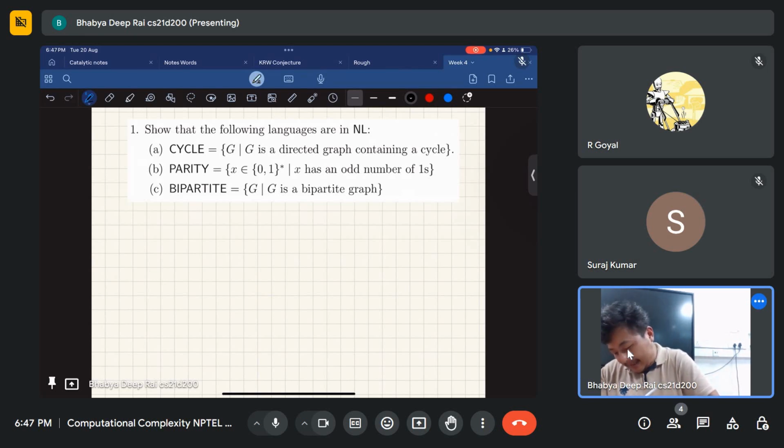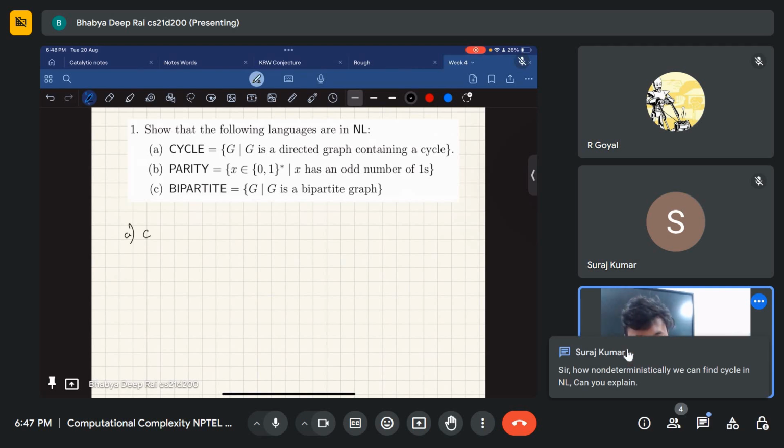Okay. So how can you non-deterministically find a cycle? Can you explain? Yeah, I'll explain that. I'm doing that right now.